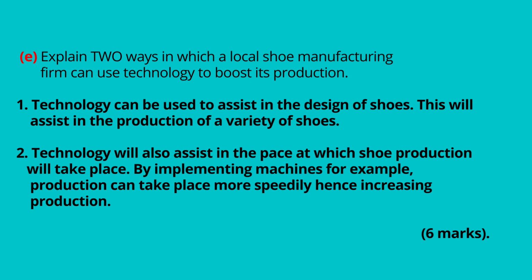Part E of question 5. Explain two ways in which a local shoe manufacturing firm can use technology to boost its production. One, technology can be used to assist in the design of shoes. This will assist in the production of a variety of shoes. Technology will also assist in the pace at which shoe production will take place. By implementing machines, for example, production can take place more speedily, hence increasing production. And that, of course, is 6 marks.